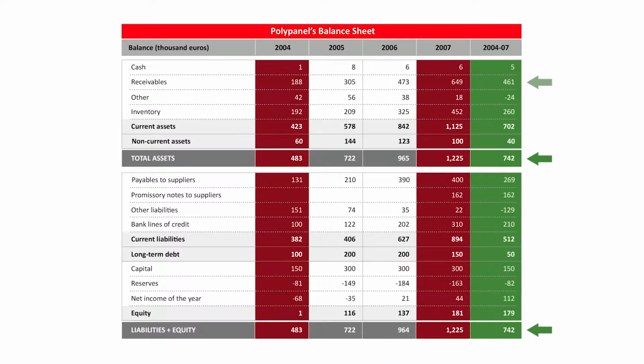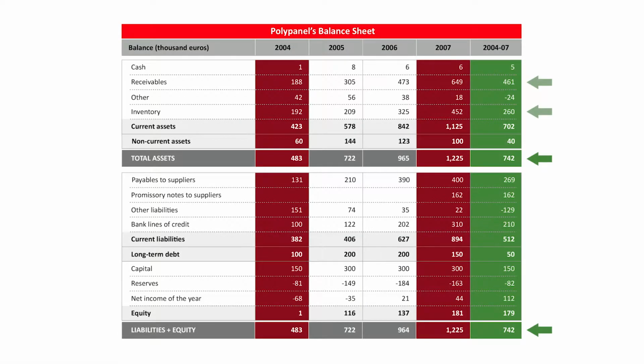Now, why did the asset side increase so much? Well, you can see that it's coming basically from two sides. One is the receivables that went from 188 to 649, so increased 461. And then the other one is the inventory that increased by 60. I don't want to comment on the other numbers because they are small numbers. And as we said at the beginning, it's better to focus on the big numbers. So mostly the increase in the asset side is coming from receivables and inventory.